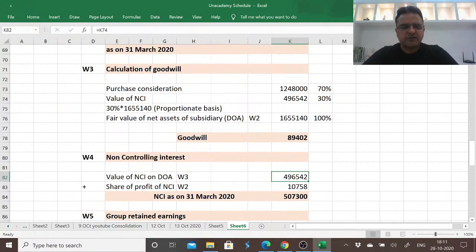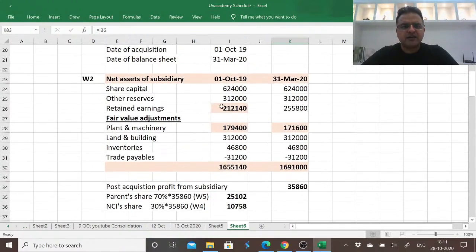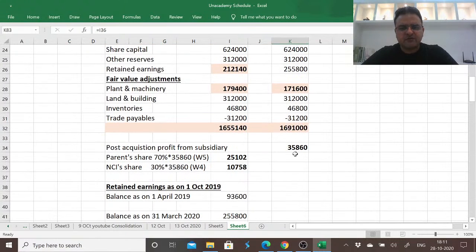496,542. Share of profit of NCI is equal to working note number 2. We get this figure from the share of profit we allocated to parent and NCI. So when we calculated the net assets of subsidiary on date of acquisition and date of balance sheet, we got to know the difference. The difference is 35,860. We gave a share to parent, 25,102. We gave a share to NCI, 10,758. This we will need in working note number 4.